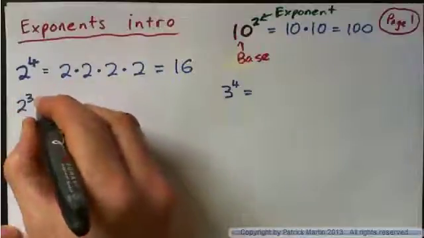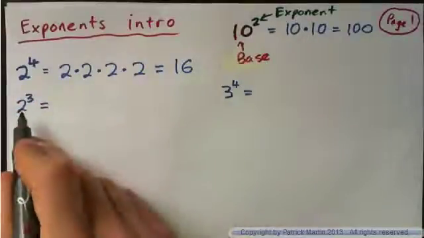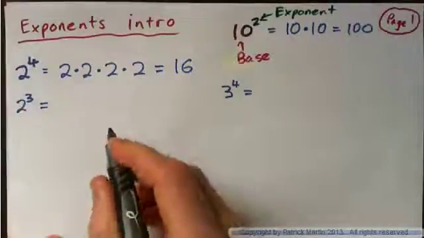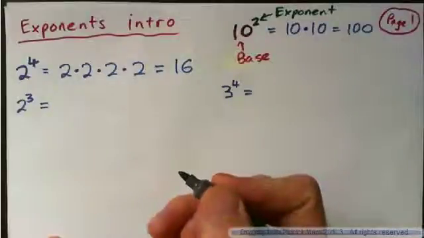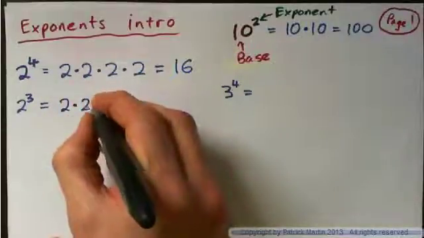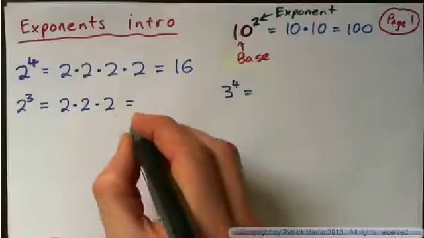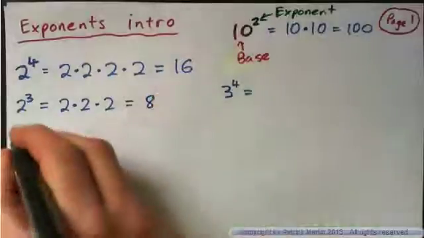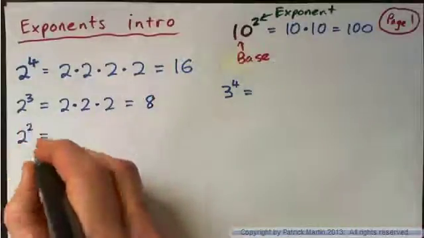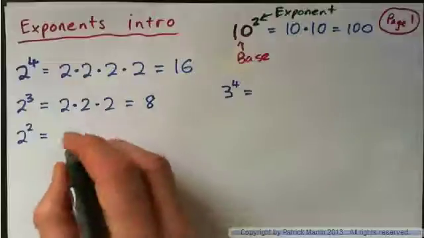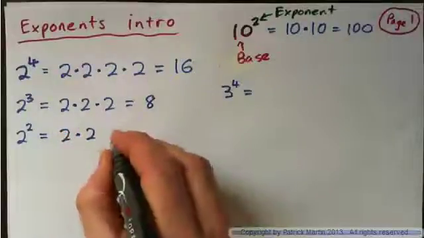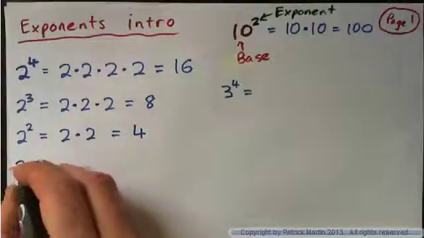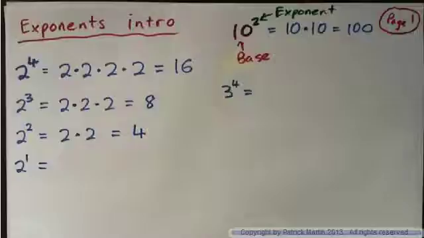2 to the power of 3 we're going to do now. The base is 2, the exponent is 3. How would you write this? 2 times itself 3 times, right? 2 times 2 times 2. 3 2's. What does that give you? 8? Yep. How about 2 to the power of 2? The base is 2, the exponent is 2. It's 2 times itself twice, which is 4. So what do you think 2 to the power of 1 would be?